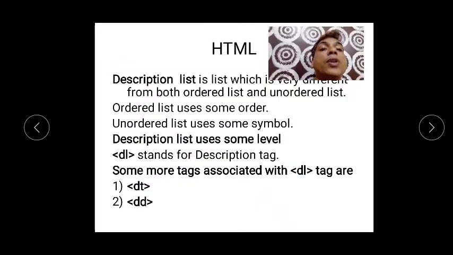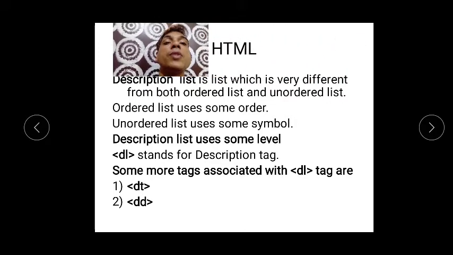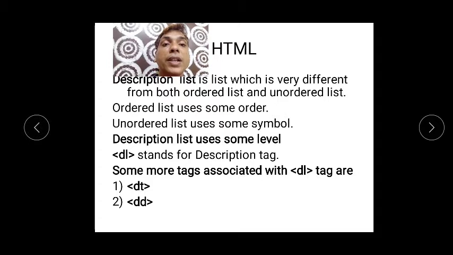Okay. Now after this, let's go with the last type of list, description. As you already know that ordered list will have some sequence, unordered list will have some symbols, but let's see what is description list. Like if you want to describe something, then we use a description list. Description list is very different from both ordered and unordered list. Ordered list uses some orders, unordered list uses some symbol. Description list uses some level. Okay, it will be on some level wise. It will just show you the output as level wise.